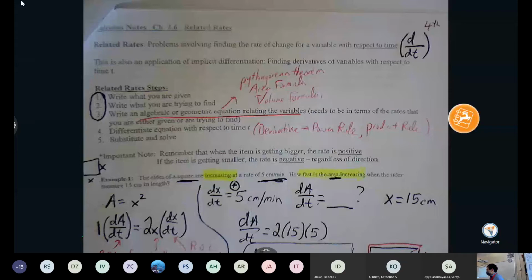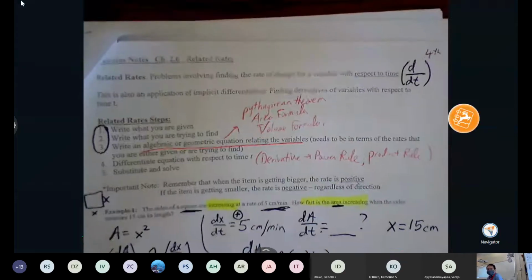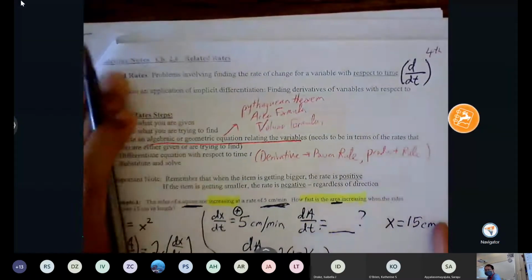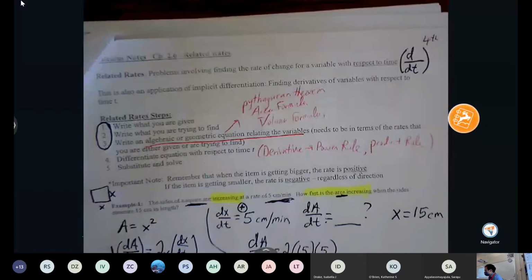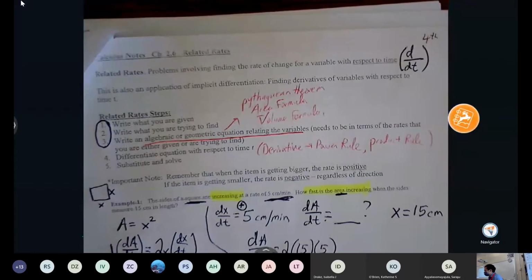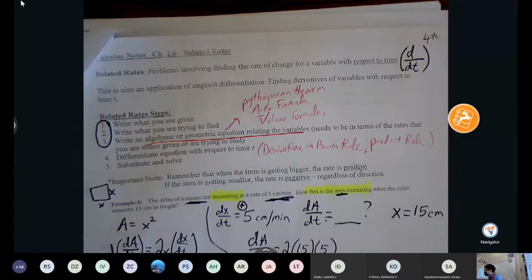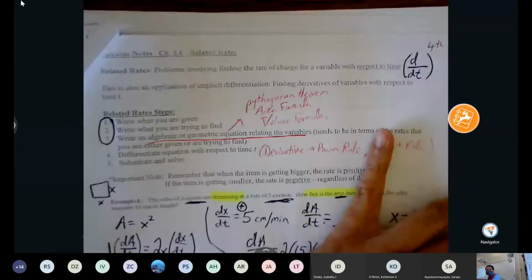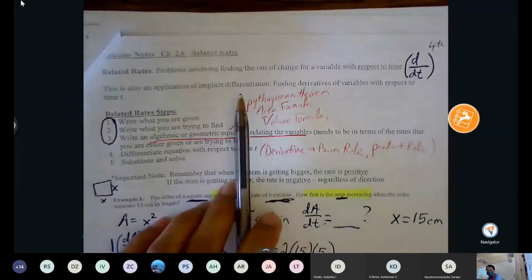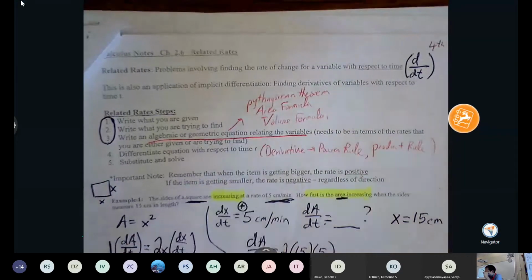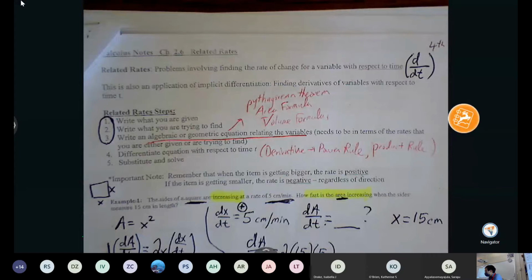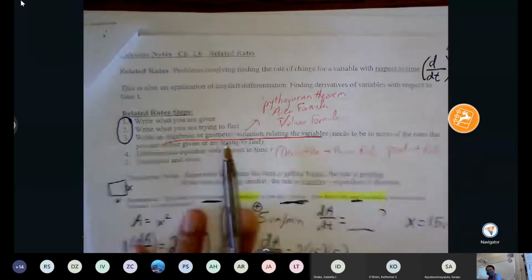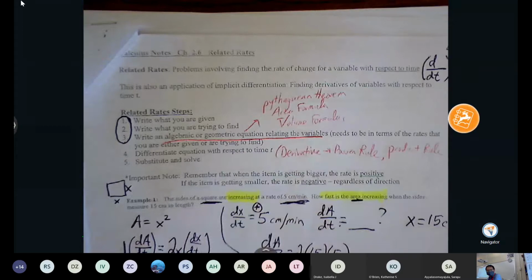Good. So we're going to, it's been a while since we've done related rates, right? We spent some time Friday starting related rates, but this week was mainly getting ready for our Chapter 2 test. So it's been a while since we've seen this.